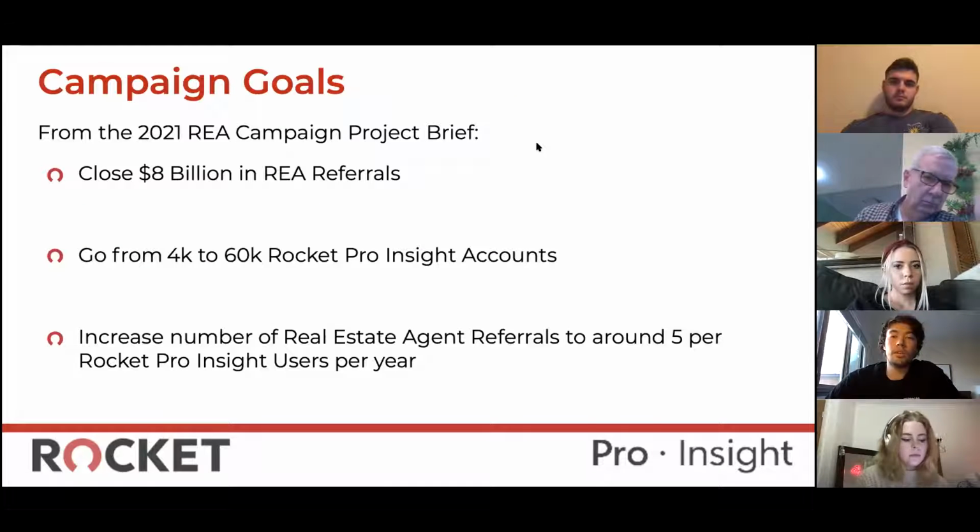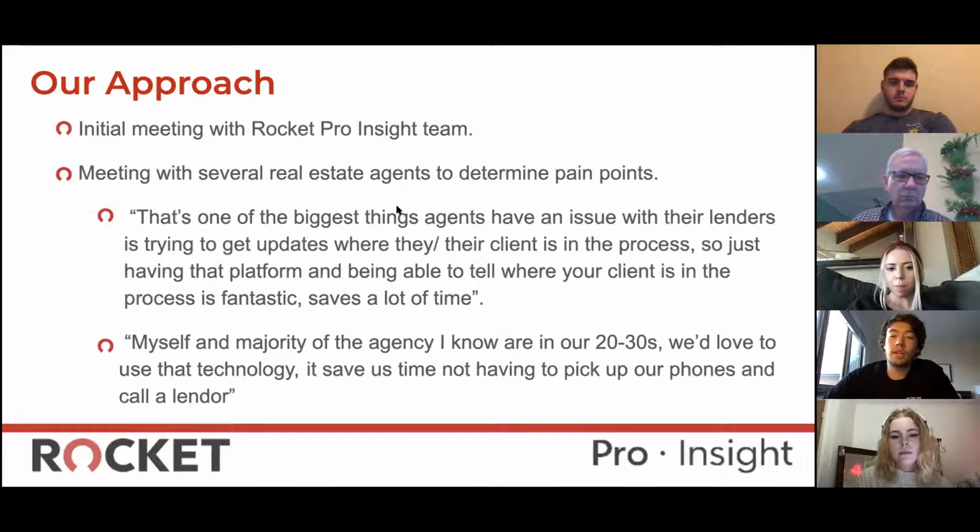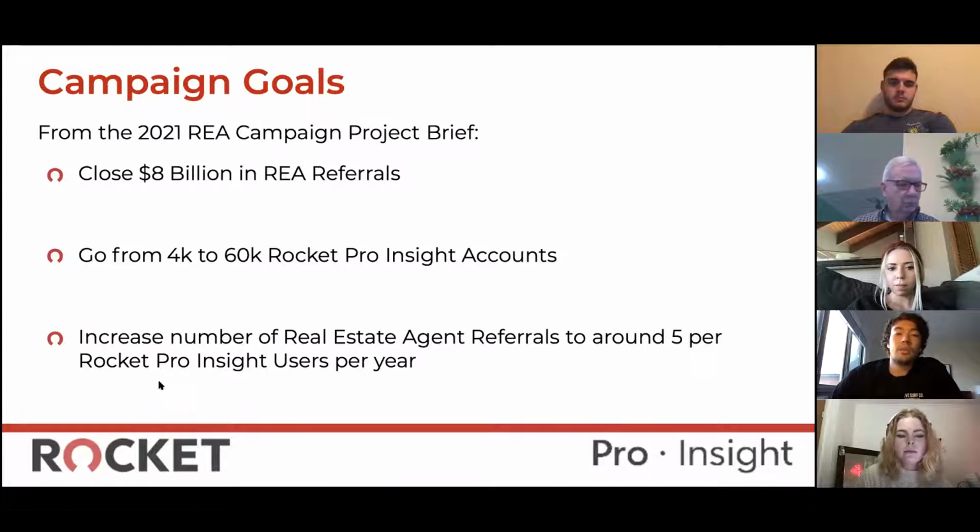The campaign goals from the 2021 REA campaign project brief are to close $8 billion in REA referrals and go from 4,000 to 6,000 Rocket Pro Insight accounts. The last time we talked to Quicken Loans, they mentioned they were at 7,000 signups as opposed to their original number of 4,000.